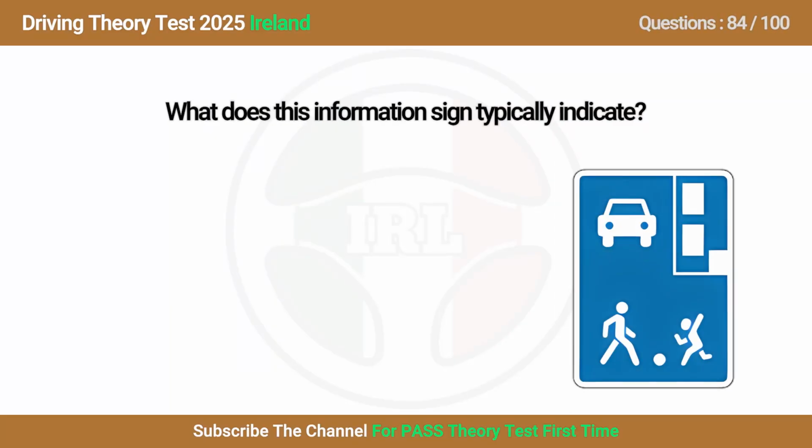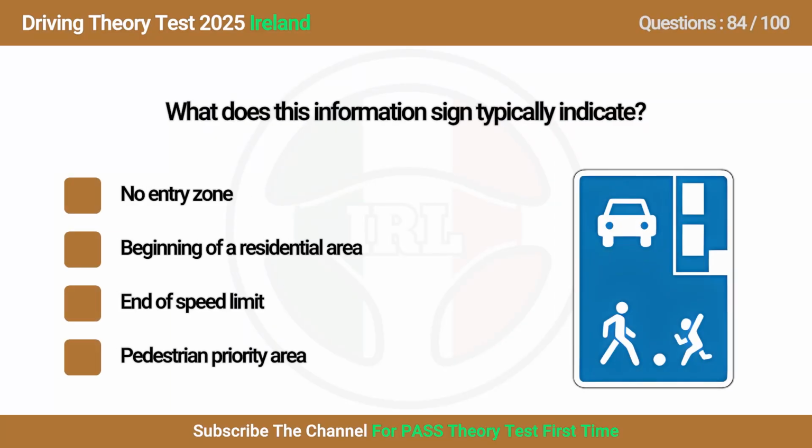Question 84. What does this information sign typically indicate? A. No entry zone. B. Beginning of a residential area. C. End of speed limit. D. Pedestrian priority area.